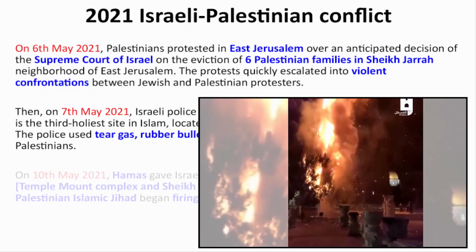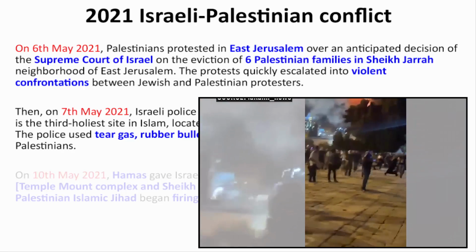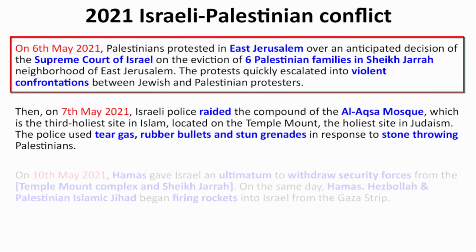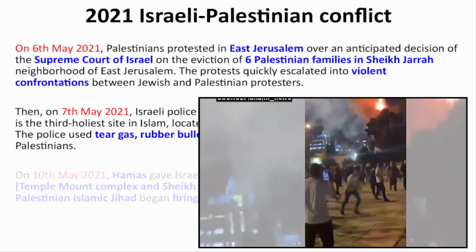They were protesting in response to the Israeli Supreme Court's hearing on the Sheikh Jarrah property dispute case. The Supreme Court hearing was only for 6 Palestinian families. Just imagine, for 6 Palestinian families, this much of violence was orchestrated. So you see what is happening. These things are being done just to gain attention of the international media.